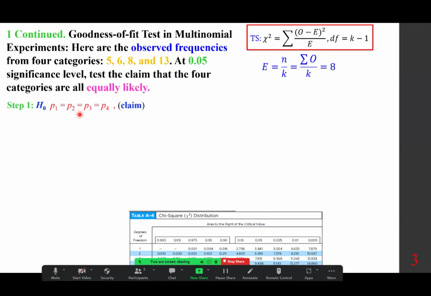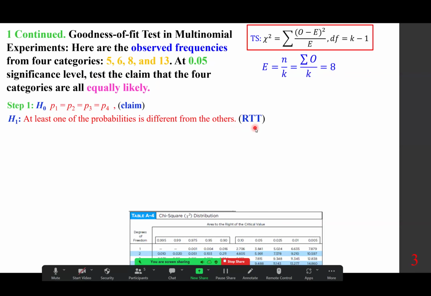Therefore, H0: p1 equals p2 equals p3 equals p4, because there are 4 categories. All the proportions are the same. That's the claim, because they are equally likely. H1: at least one of the probabilities is different from the others, and it's a right-tailed test, always. So that's the first step.